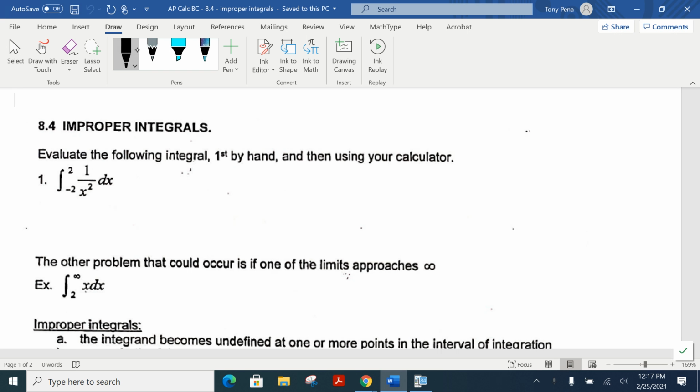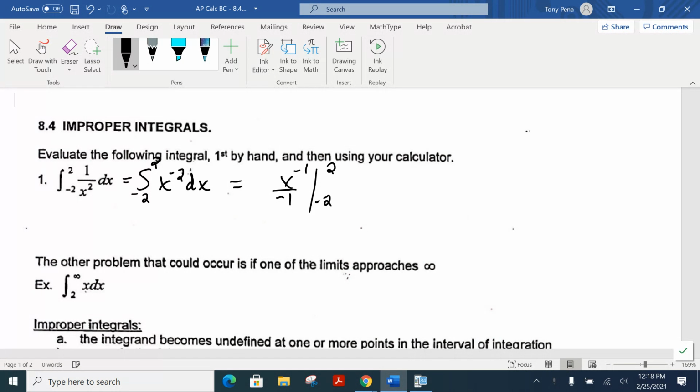All right, so to that I would recommend bumping this guy up real quick, expressing it as a negative exponent. We now have done derivatives where you subtract, antiderivatives you're adding. So it's just easier to kind of see that by rewriting it. So you're going to get x to the negative 1. You're going to divide by a negative 1. We're going to evaluate from negative 2 to 2.